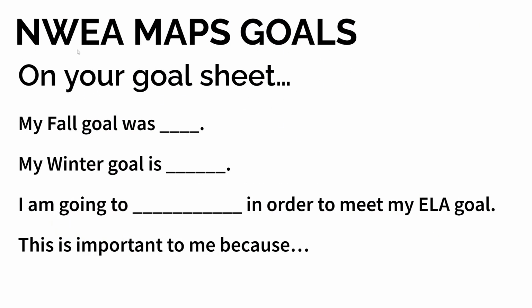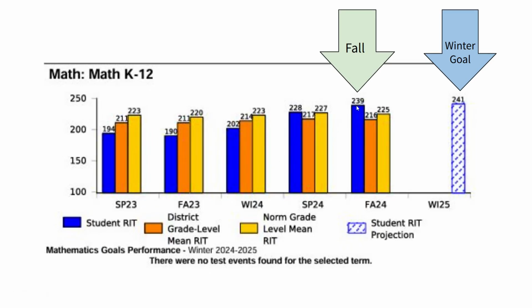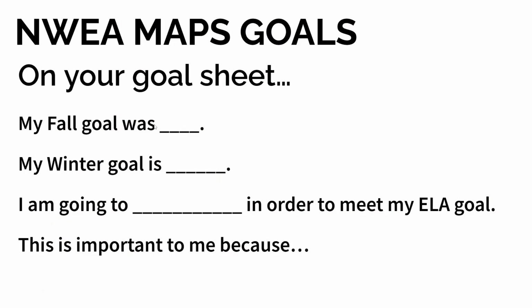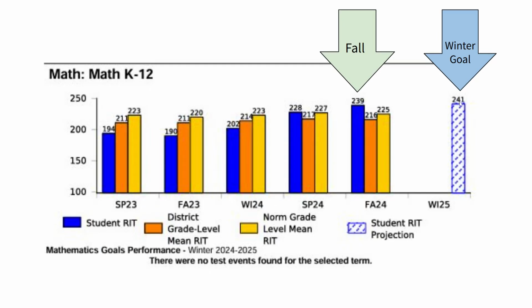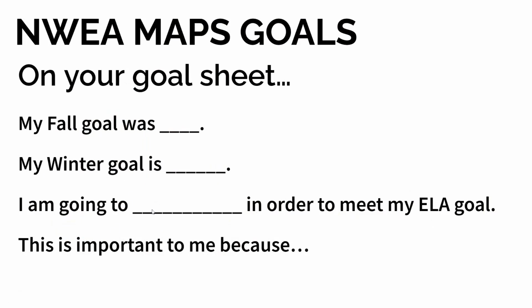And we don't have a specific goal sheet, but on the back of your form that you have, or at the bottom of your form, you're going to write my goal was, and you're going to write your score on what you got in that fall assessment. You're going to write this score right there, okay? So it'd be 239. For my winter goal in ELA, my score, again, looking back at this is my goal, is a 241, okay? I'm going to do what in order to meet my ELA goal?